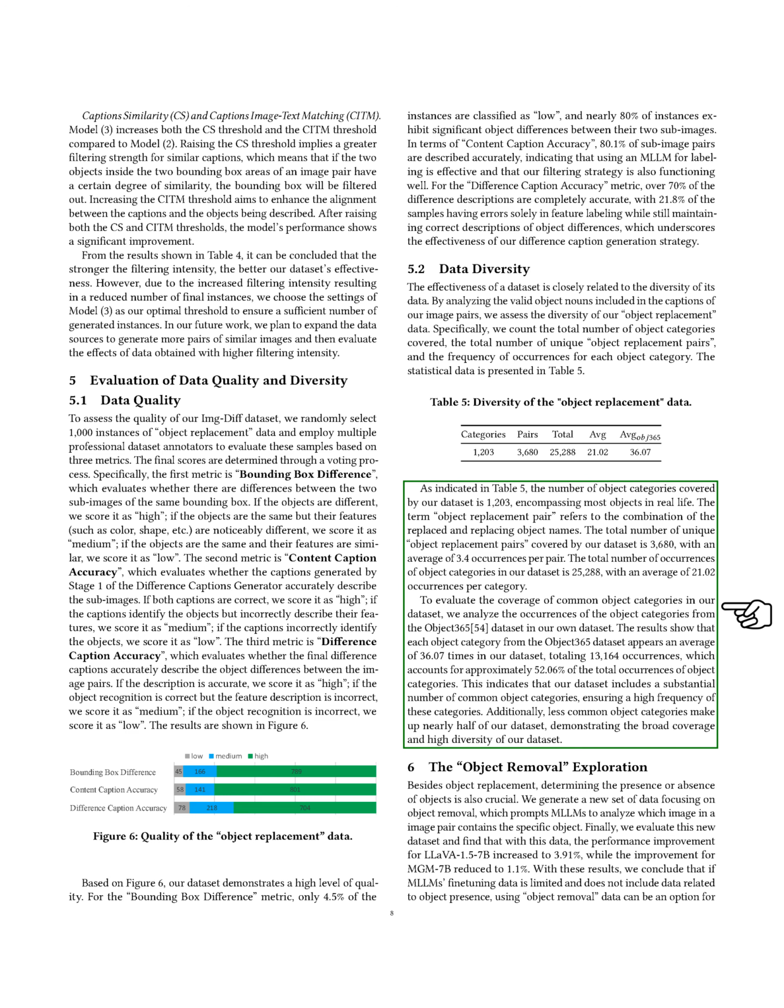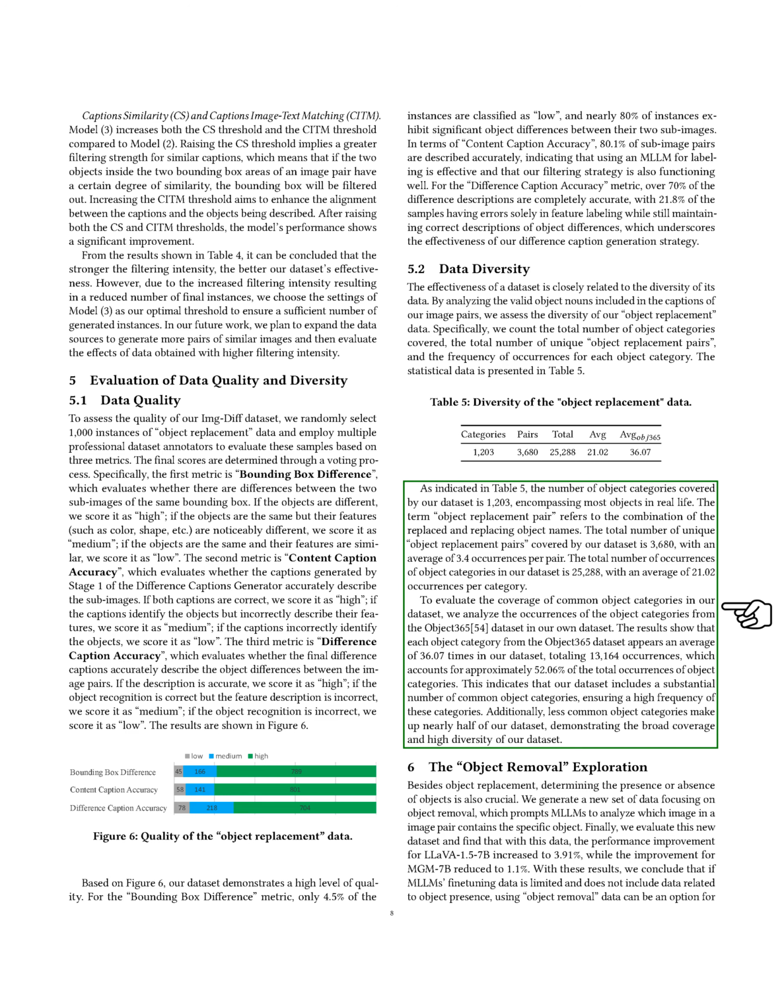To assess how well our dataset includes common object categories, we compare it with the Objects365 dataset. We find that each object category from Objects365 appears about 36.07 times in our dataset, totaling 13,164 occurrences, which is around 52.06% of all occurrences. This shows that our dataset contains many common object categories, ensuring they appear frequently. Additionally, nearly half of our dataset consists of less common object categories, highlighting its broad coverage and high diversity.